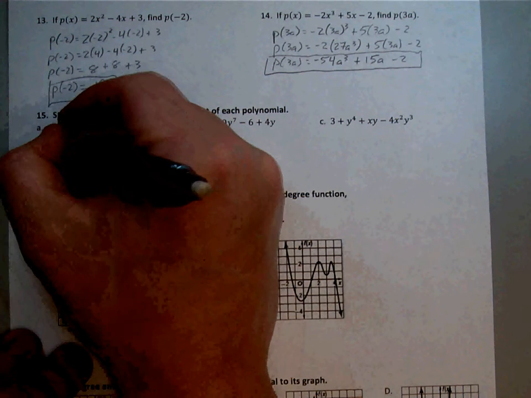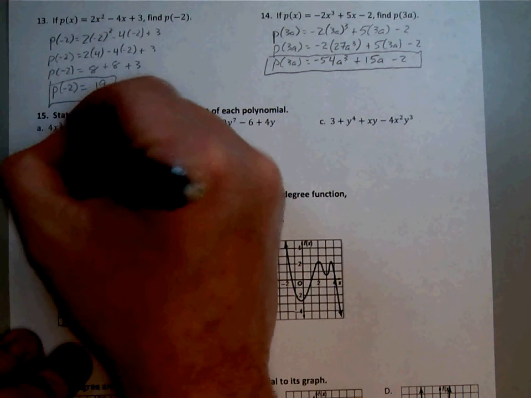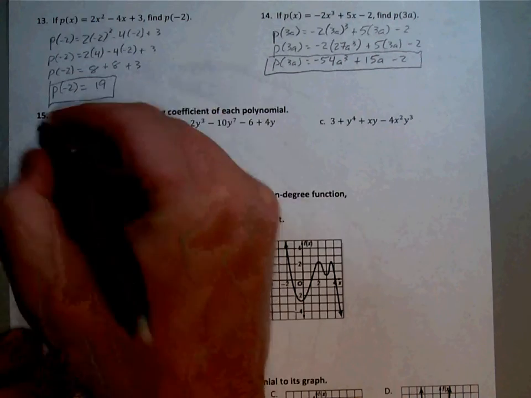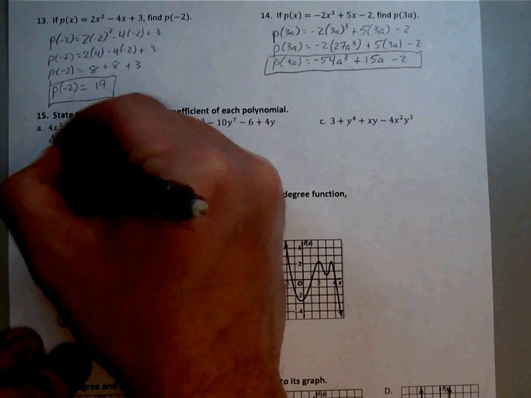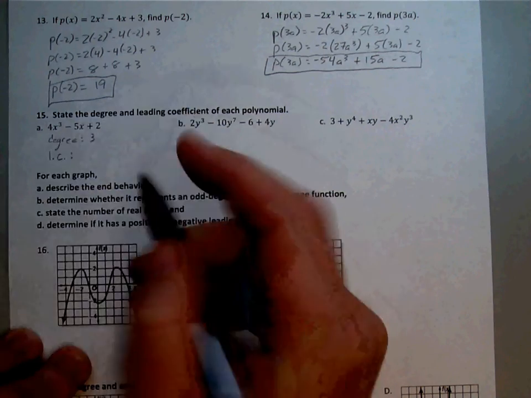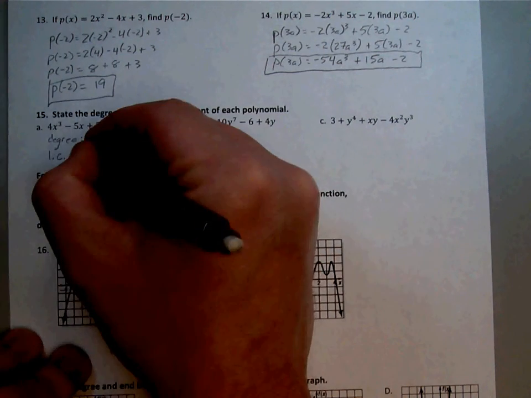State the degree. Degree is the largest exponent, that's the 3. And the leading coefficient, I'm going to abbreviate the LC here. Leading coefficient is the coefficient on that term, which is 4.